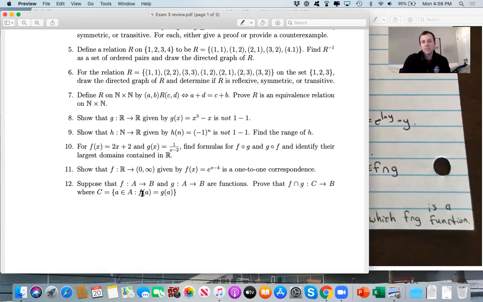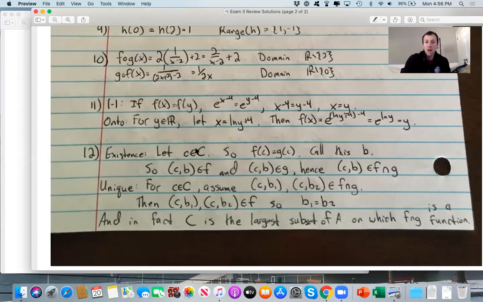Well, if we're trying to find an output, we have these two functions around, and we should think about what these two functions do to our object. So we have a thing here in A. We have two functions on A. What do they do to it? But because of where this C came from, the two functions have the same output for this C. So G of C and F of C are the same. Let's call this thing B. So these two pieces of notation name the same object. Let's give that a simpler name, B.